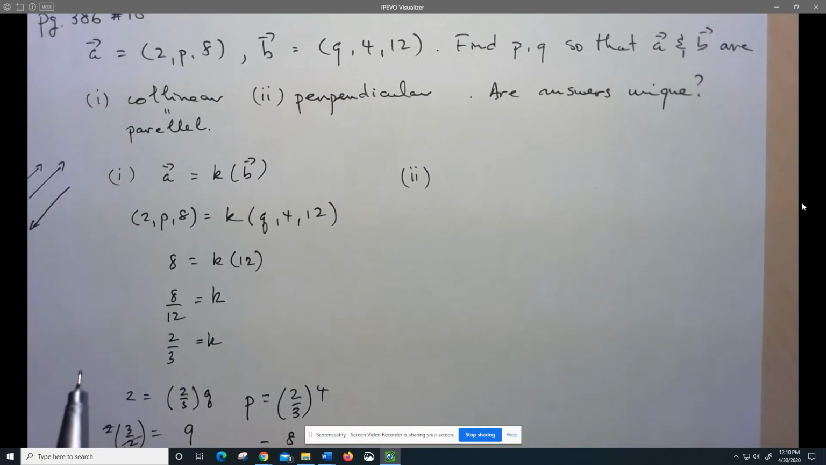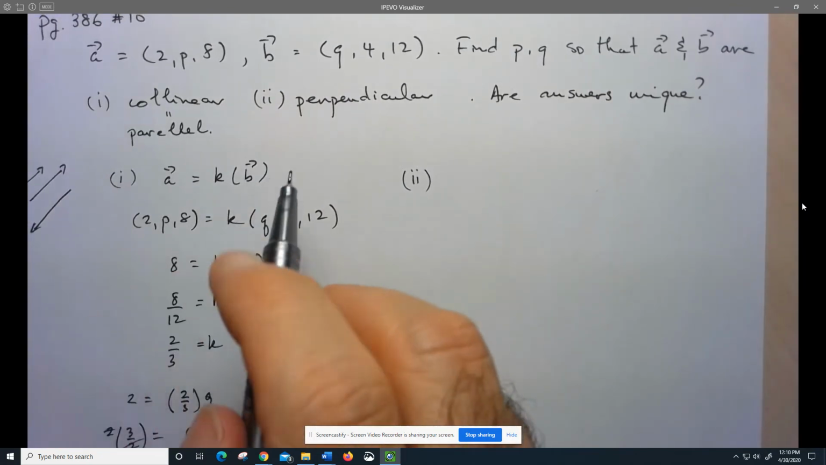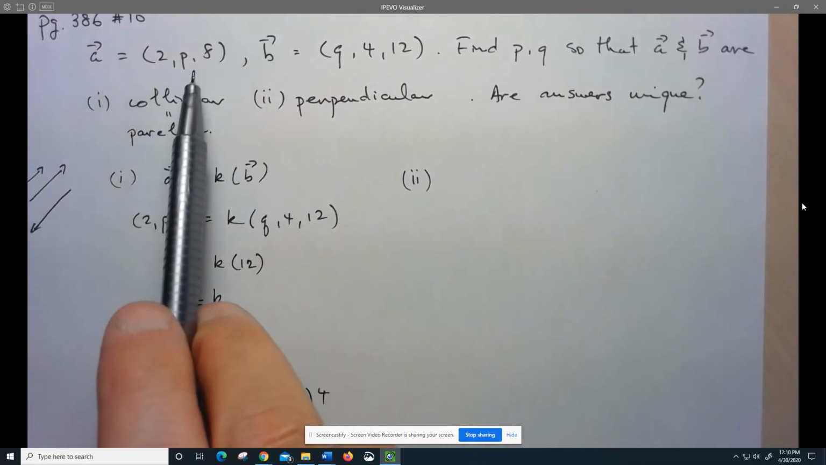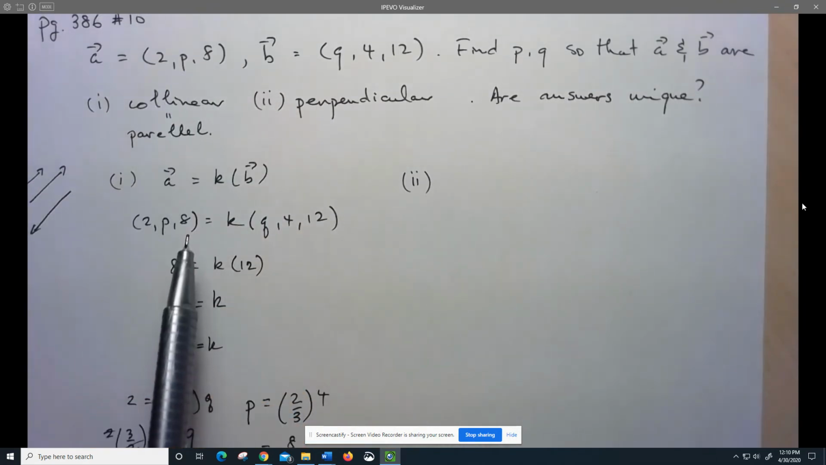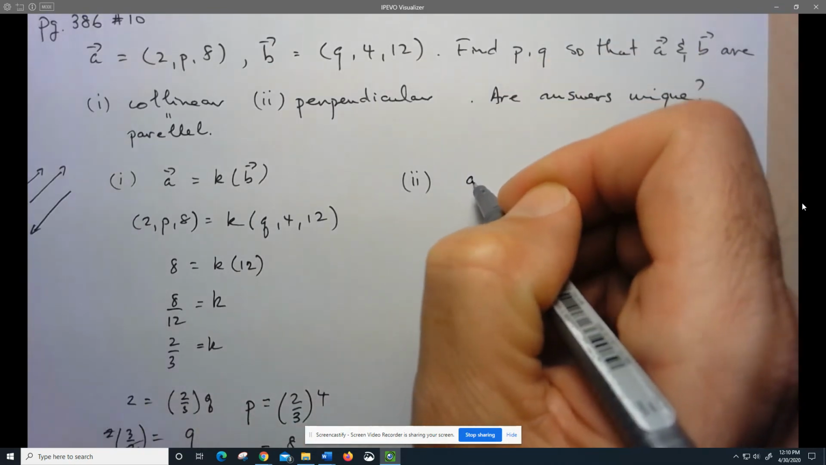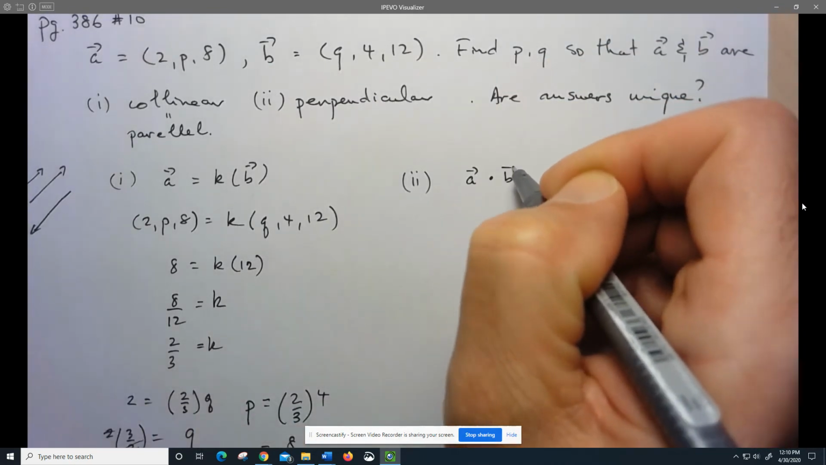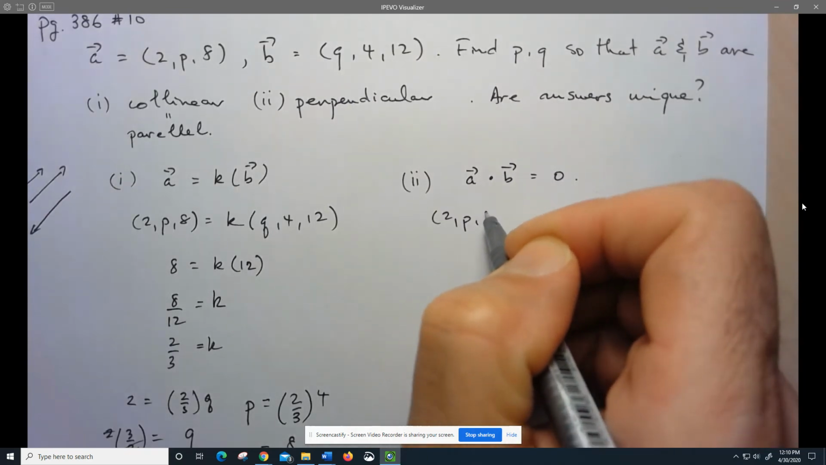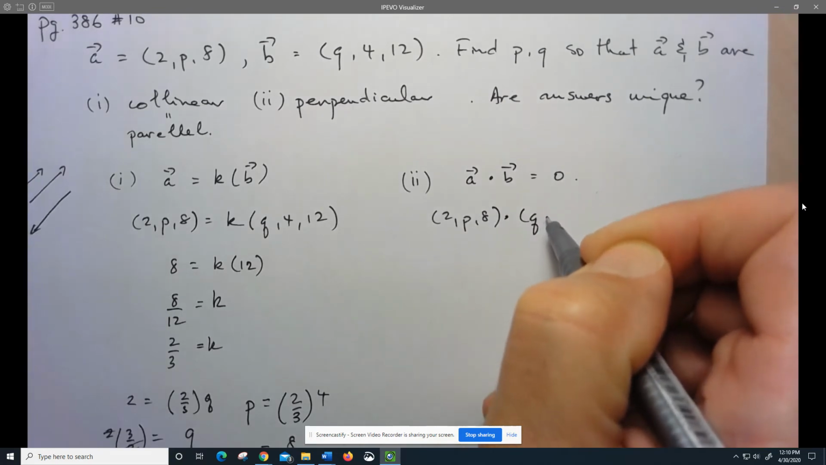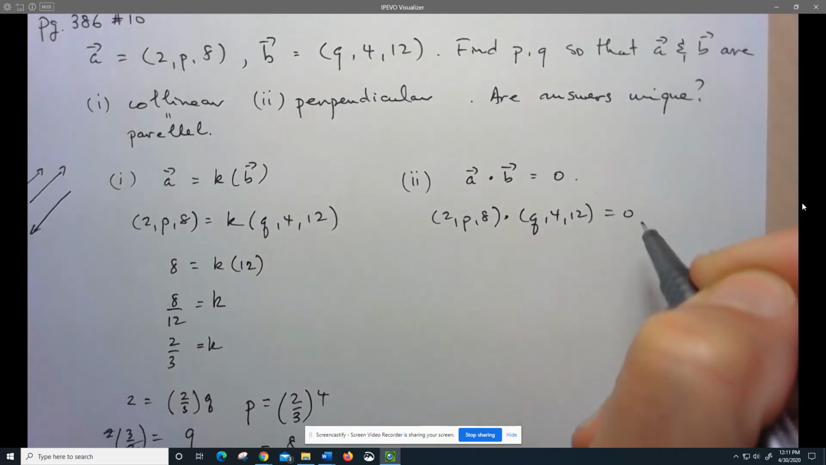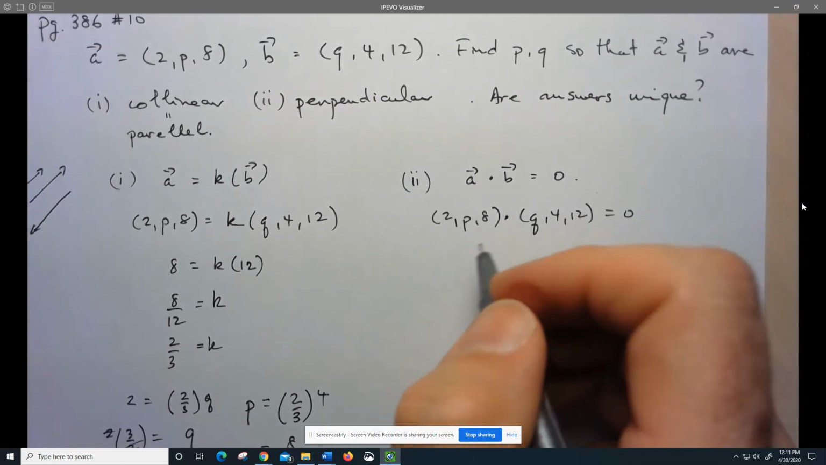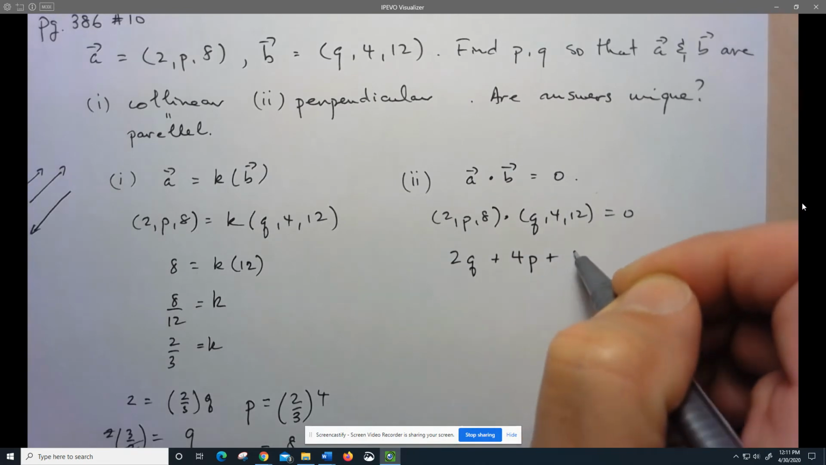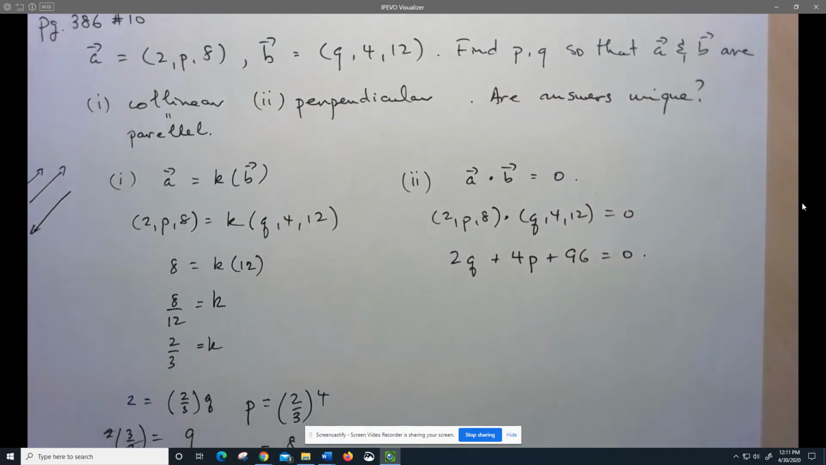All right, and let's take a look at perpendicular. Now, this is where we're going to use something we've learned recently. We know that if two vectors are perpendicular, their dot product has to be equal to 0. So that's what I'm going to use to solve this: if I want them to be perpendicular, A dot B has to be equal to 0. So in other words, we've got 2, P, 8 dot Q, 4, 12 has to be equal to 0. So let's find the dot product. We've got 2Q plus 4P plus 8 times 12, 96, equals 0.